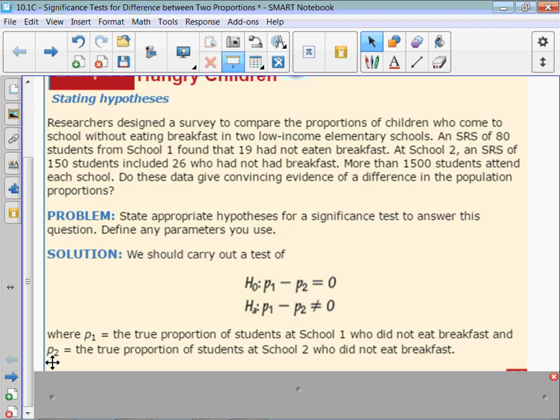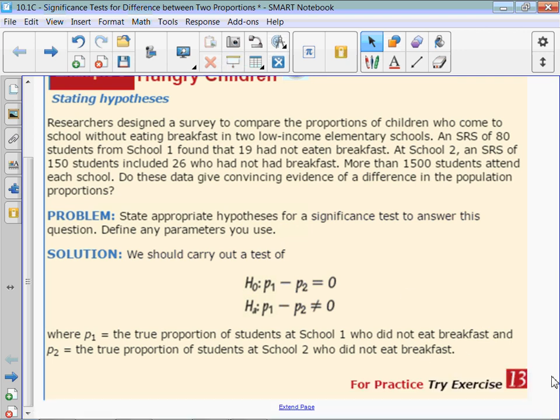And then be sure you define your parameters. P1 is the true proportion of students at school 1 who did not eat breakfast, and P2 is the true proportion of students at school 2 who did not eat breakfast.